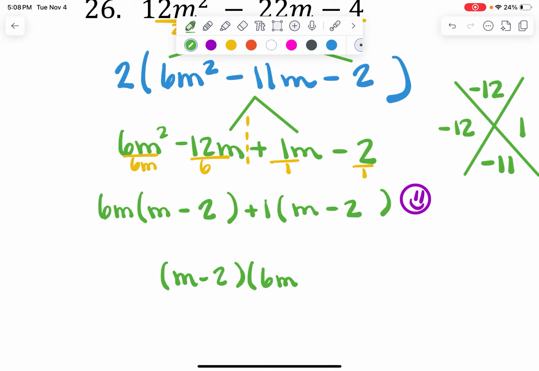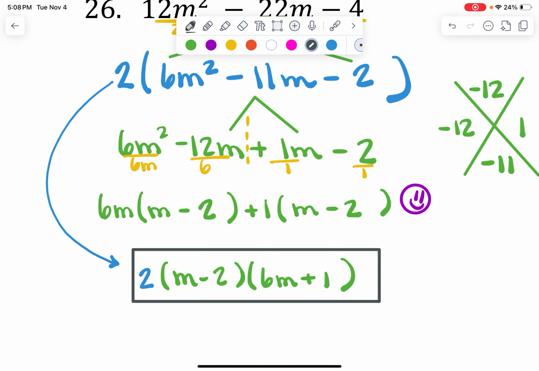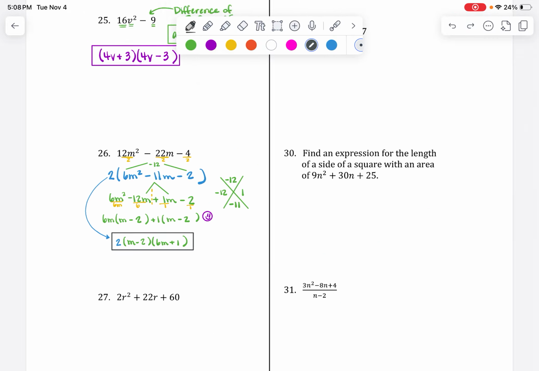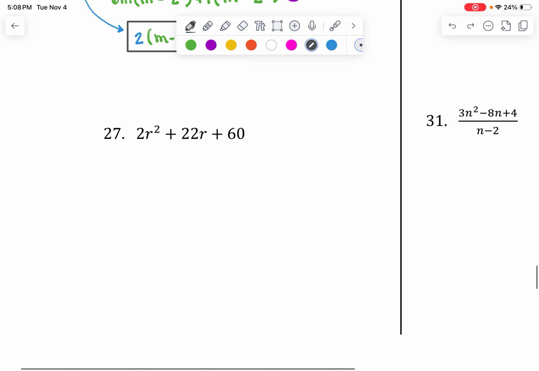So my happy face, yay, which gives me m minus 2 as the new GCF. And then the leftovers are 6m plus 1. But of course, I don't want to forget the 2 that we took out from the very beginning as a GCF, and all 3 of those factors are our final answer. Again, if you forgot to take the 2 out at the beginning, then you would have noticed one of your parentheses having a GCF of 2 at the end, and you would have needed to catch that and put the 2 on the outside. Okay. All right, almost done.